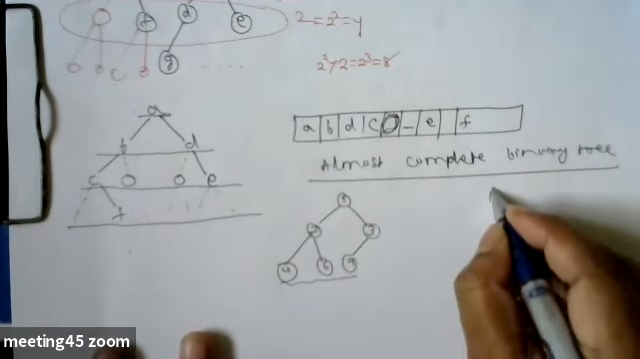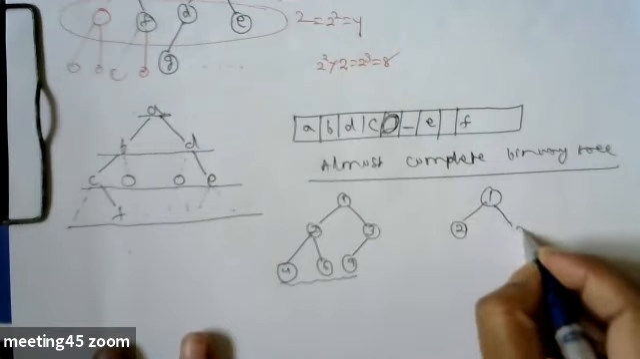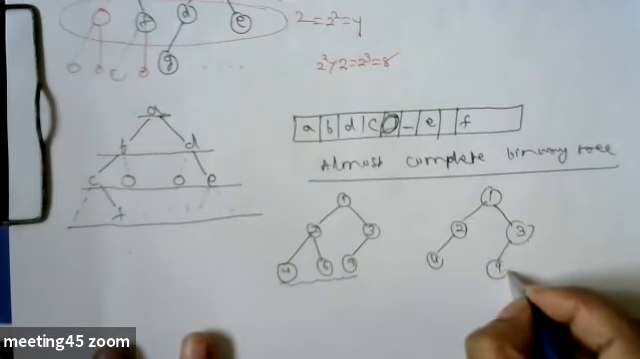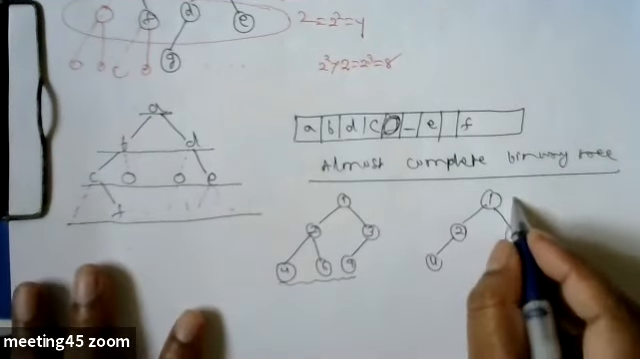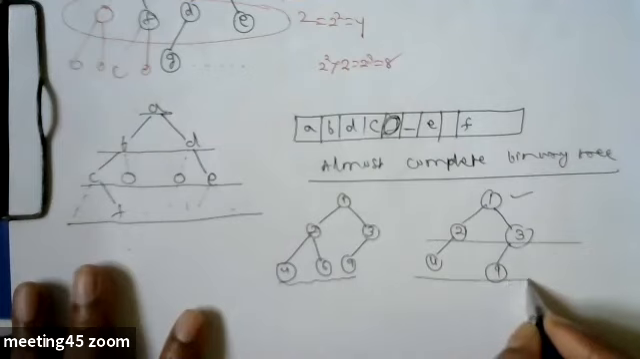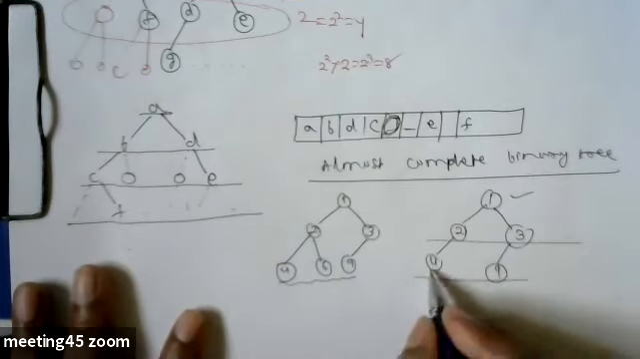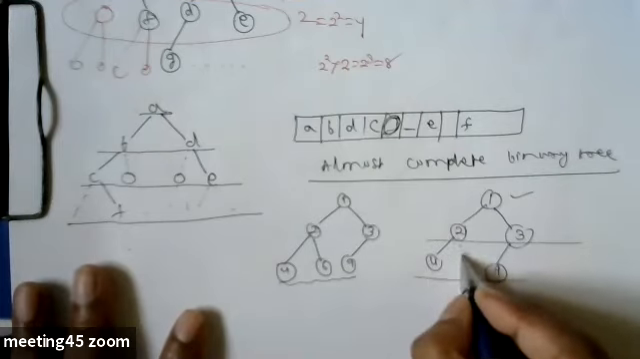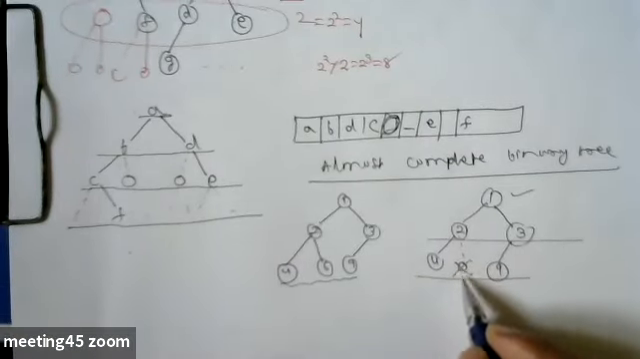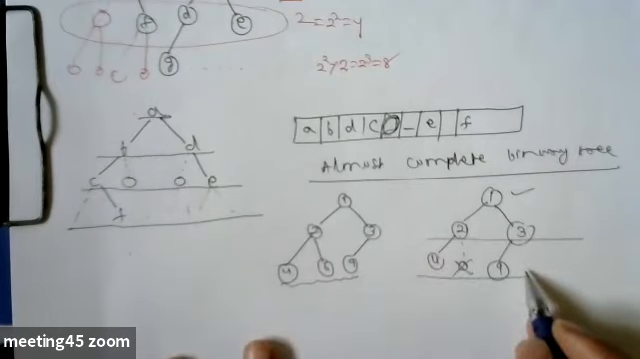But if somebody draws like this, 1, 2, 3, then 4, then 9, this is not. Why? Because this level is filled up, this level is filled up, but in this level, you can see that from left to right, all are not filled up. This is left, because this is not present. If it is present, obviously it is an almost complete binary tree.